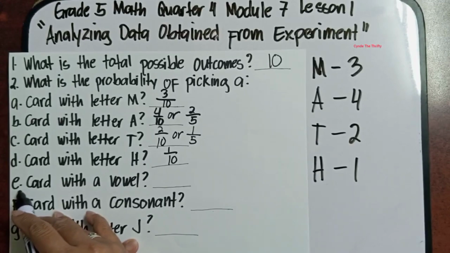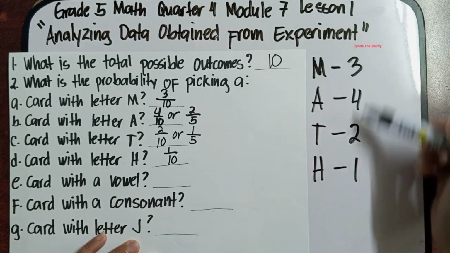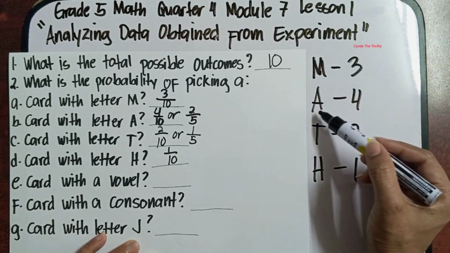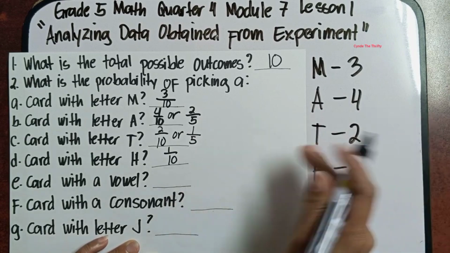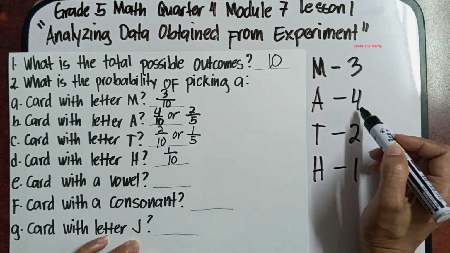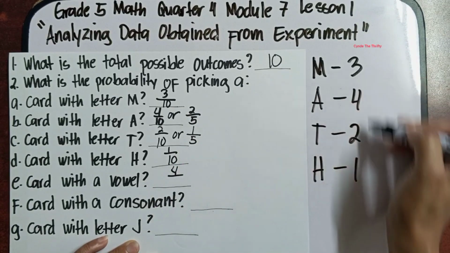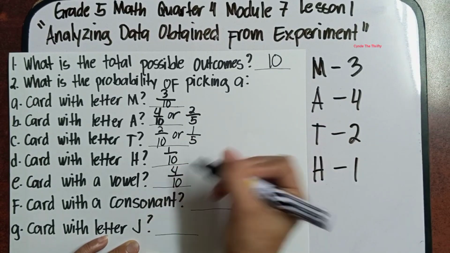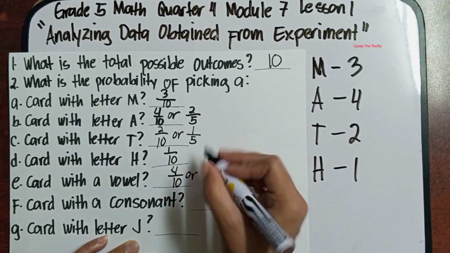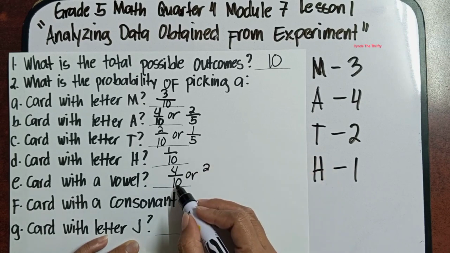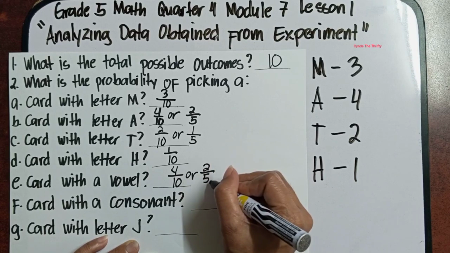And then letter E, card with a vowel. So, sa card natin dito, ilan yung vowel natin? Sa letter A. At sa letter A is 4. So, ibig sabihin, ang total favorable outcomes natin is 4. So, that is 4 over the total possible outcomes na 10. So, 4 over 10. So, i-reduce natin into lowest term. 4 divided by 2 is equal to 2. And then 10 divided by 2 is equal to 5. So, 2 over 5 or 2 of 5.